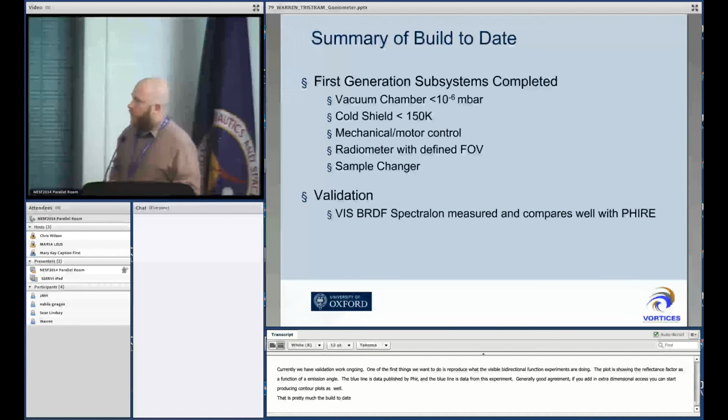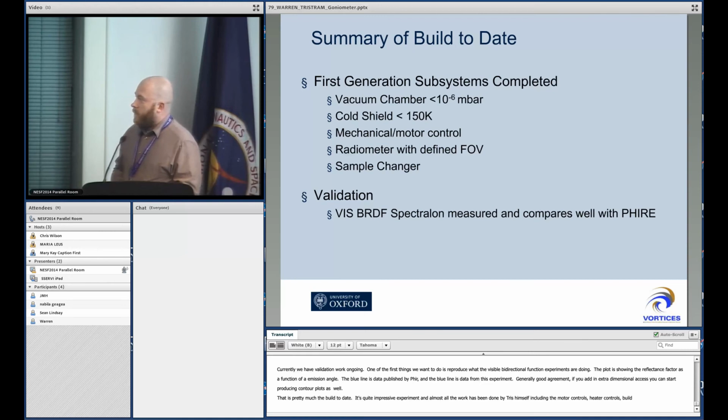It's quite an impressive experiment, and almost all the work has been done by Tris himself, including the motor controls, the heater controls, building the radiometer, and the sample changer. And it's a very nice DPhil experiment.